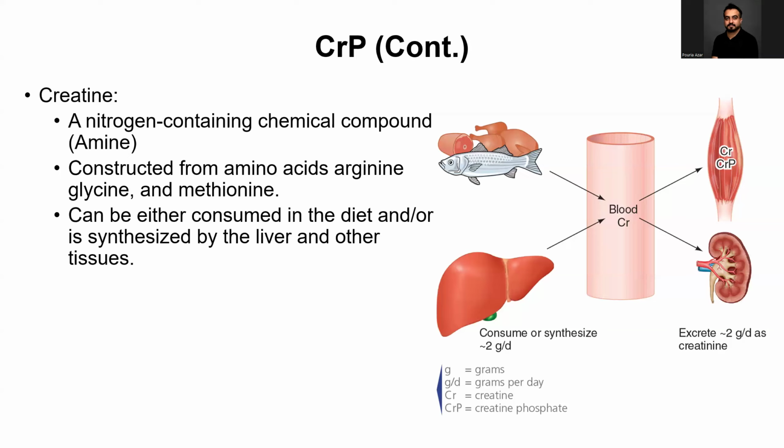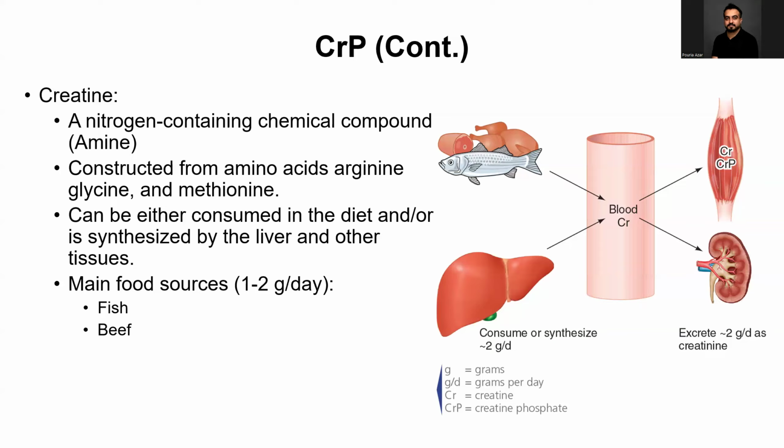So we get creatine through our diet. As you can see from the picture on the right side, in the diet we can get creatine from fish and beef mainly. These are the main food sources of creatine, from which we can get 1 to 2 grams per day of creatine through diet. And it also can be created by the liver. The liver synthesizes also maybe about 2 grams per day.